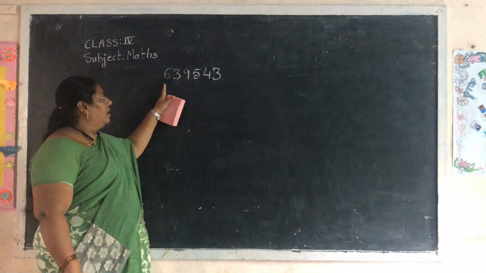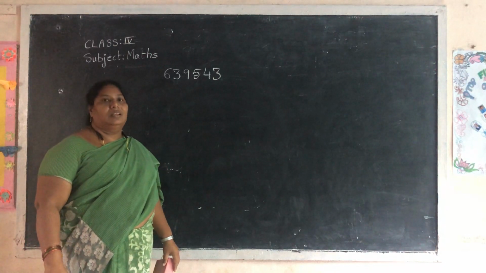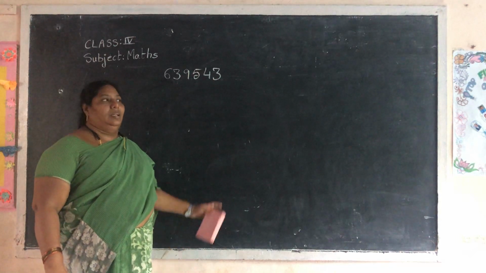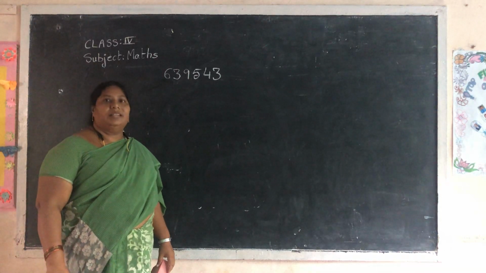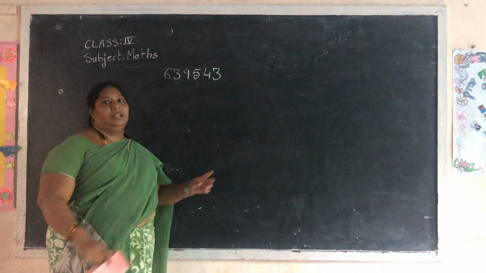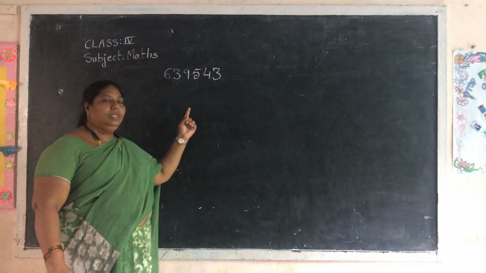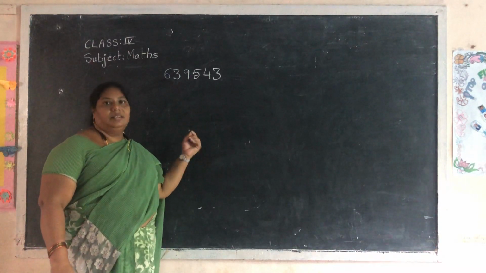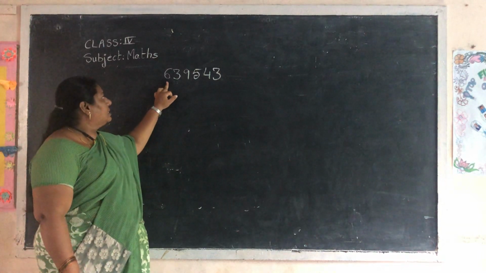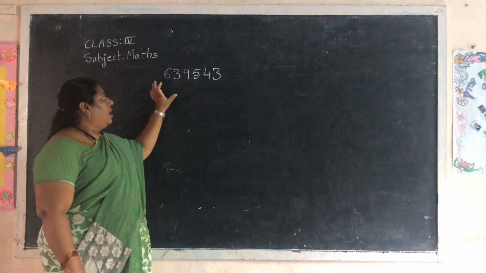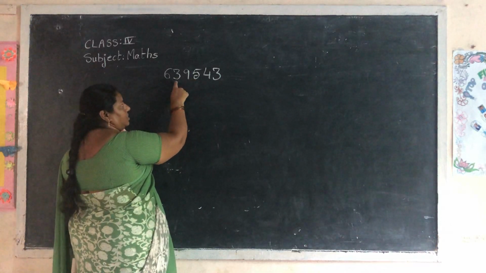In the previous class, I explained this number in the Hindu Arabic system. In the Hindu Arabic system, there are 3 periods: ones period, thousands period, and lakhs period. In the ones period, there are 3 places: ones, tens, hundreds. In the thousands period: thousand, 10,000. In the lakhs period: lakh, 10 lakh. But a 6 digit number goes up to the lakhs period only: ones, tens, hundreds, thousand, 10,000, lakh.